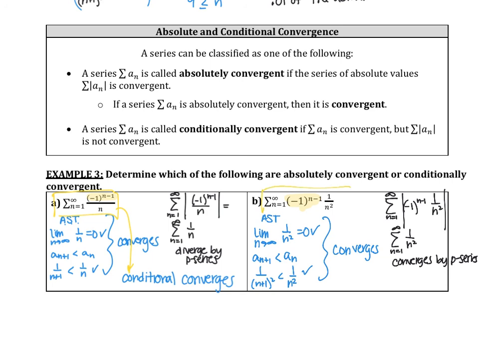Therefore, my entire series here is what we call absolutely convergent. And that is how we determine absolute or conditional convergence. So there's yet another type of convergence test under our belt, and that's the alternating series.